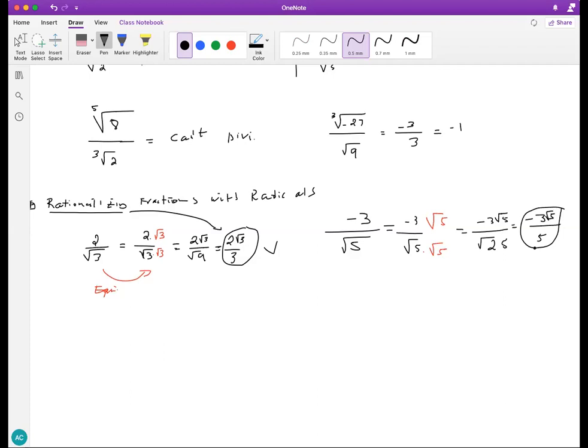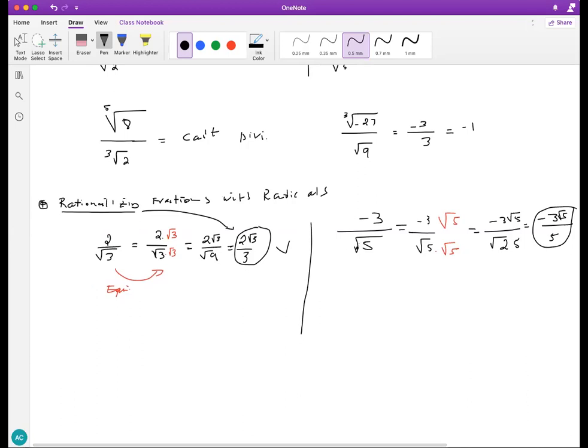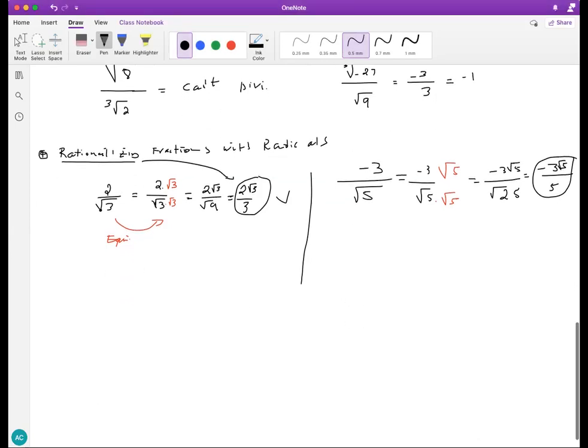You can't cancel the 5 and the 5 here because this is a radical 5. This is just 5. They're not the same thing. You can't cancel it. That's basically how you rationalize when you have just one radical in the denominator. So we just times that by itself to get rid of the radical. Now we'll actually see how to do the same thing if you have more than one radical, maybe 2 radicals, or maybe a radical and a number. So let's do that over here.